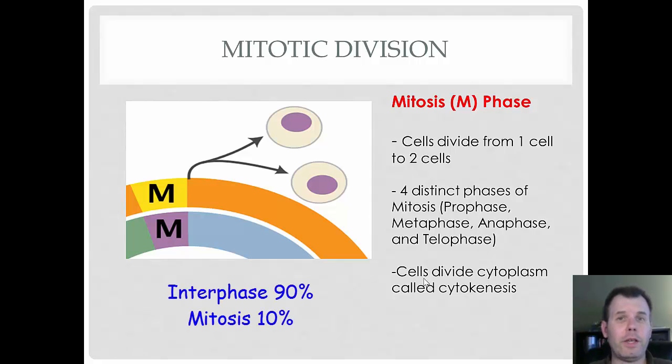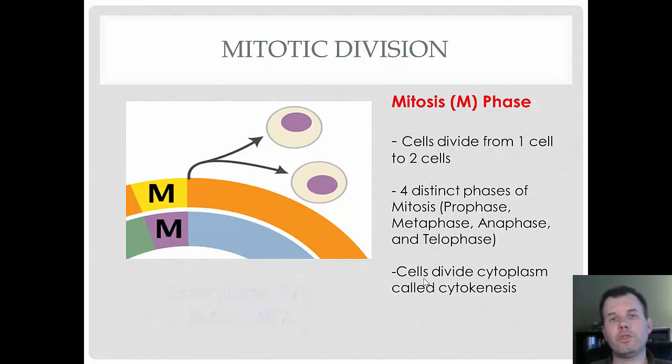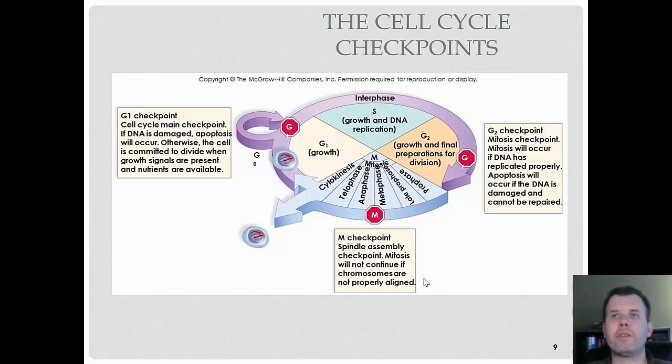90% of it is interphase, where you go through the G1, the synthesis, and the G2. And then you have that little 10%, which is the mitosis, where your cells are ready to divide and become 2 new cells. All right? So that's the cell cycle.